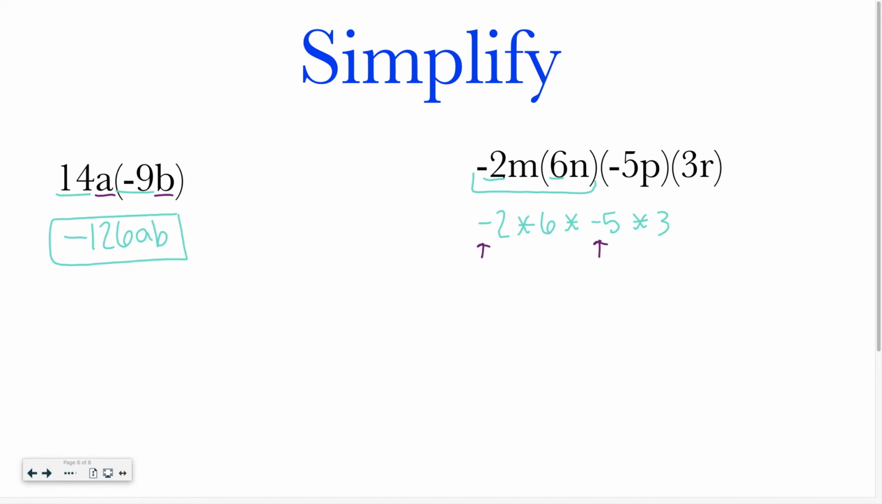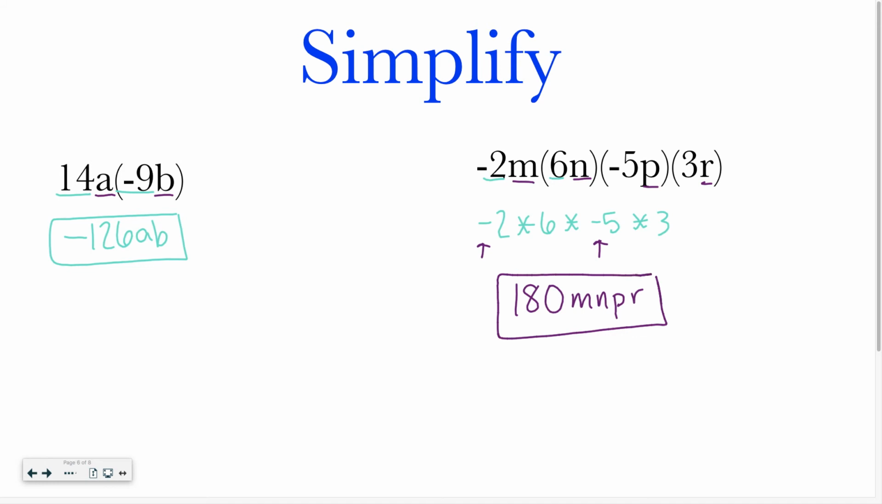So then I can do 2 times 6 times 5 times 3, because I know my answer is going to be positive. That ends up giving me 180. And then I can look and say, okay, I have an M, N, P, and R. None of those repeat, so I'm just going to write all of them right after the number. Okay, so you guys are going to practice simplifying those numbers for the most part.